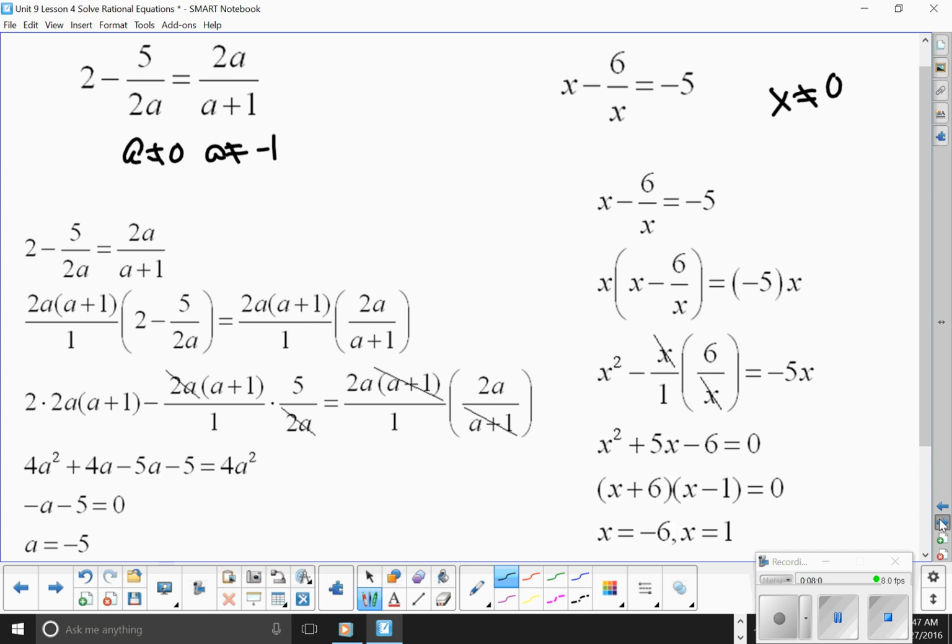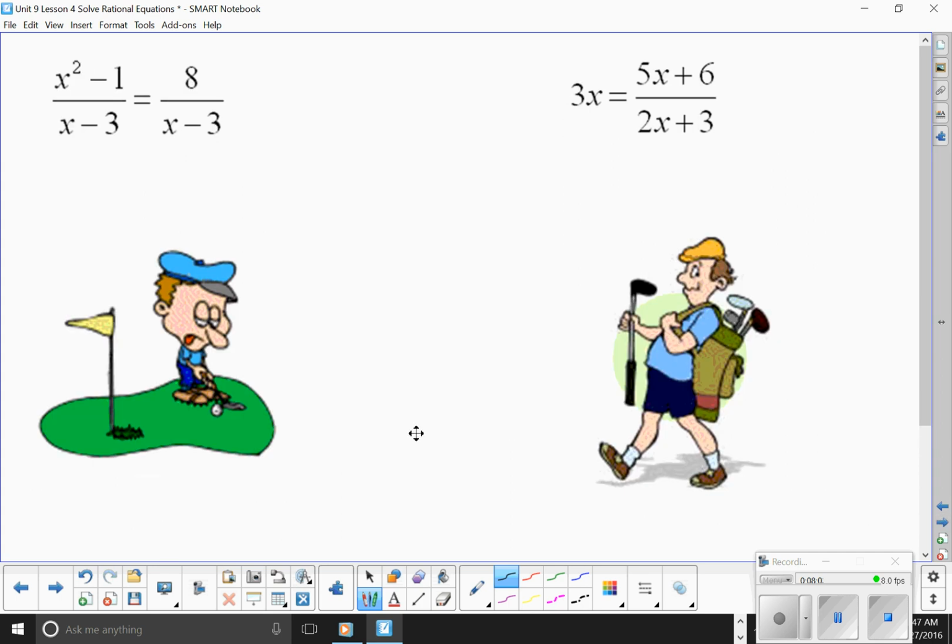And moving on, let's try these. These are a couple that you can do with cross multiply, or you don't have to. Notice, if I have the same denominator on both sides, I can just lose the denominator, right? I don't even have to cross multiply. Now, one thing to be careful about when you just do that is remember that I do have to say that x does not equal 3.